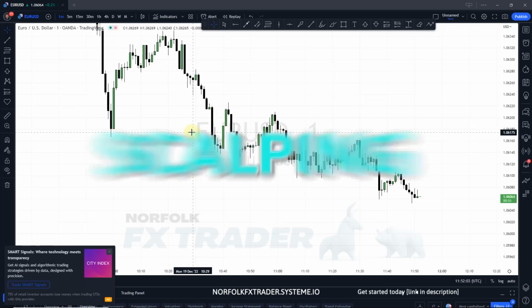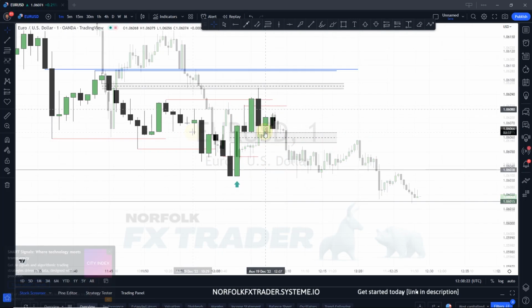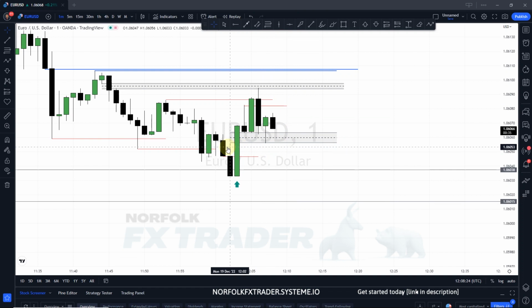Scalping. So what is it all about? Well, for me, scalping the market isn't just looking to capture a few pips on those lower time frames. It's just about trading the same process we do on the higher time frames on the lower time frames.